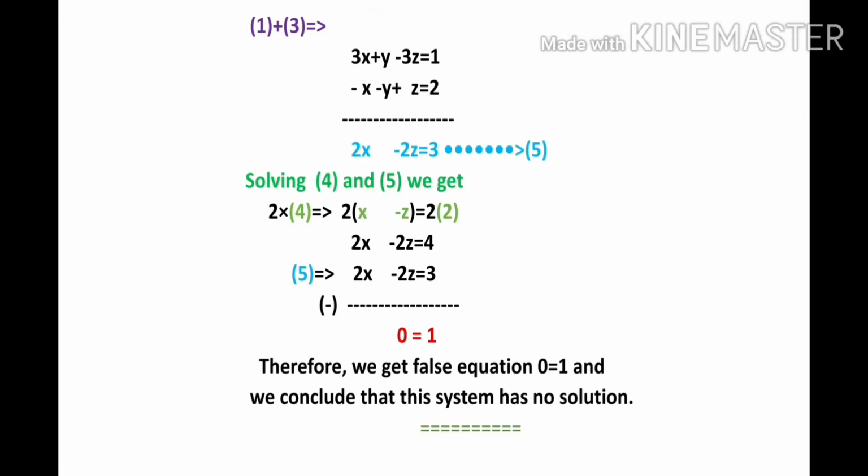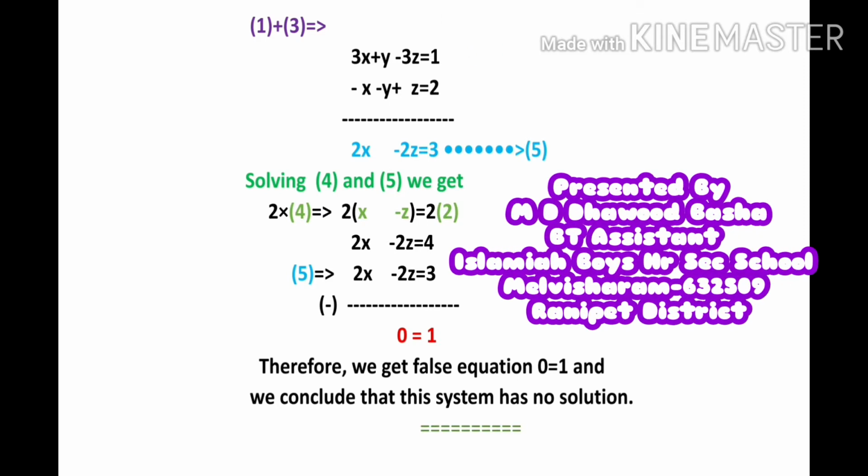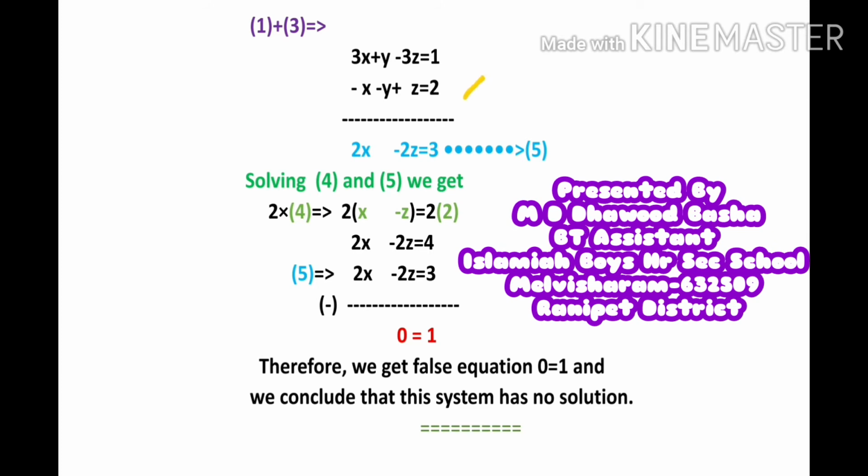Next, 1 plus 3 implies, I add 1 and 3. I write once again the equations. 3x plus y minus 3z is equal to 1, minus x minus y plus z is equal to 2.